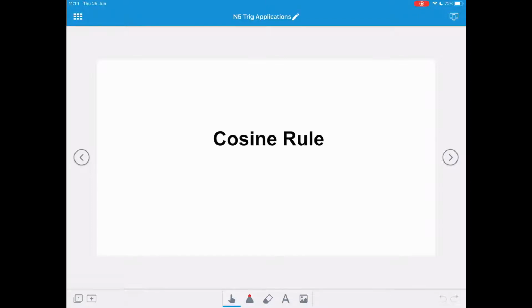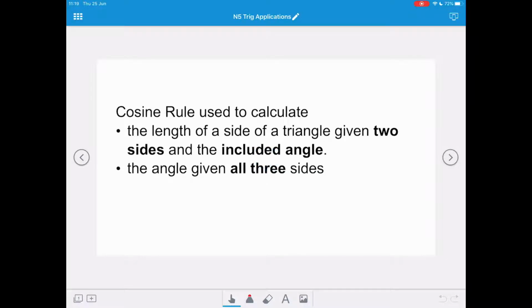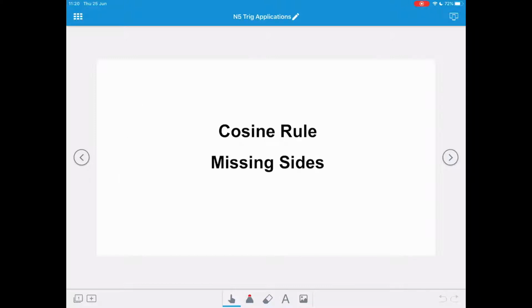So in this video, we're going to introduce the cosine rule and then look at how we can use it to work out a missing side. The cosine rule is either used to calculate the length of a side of a triangle given two sides and the included angle, or the angle given all three sides. In this video, we're going to look at using it to work out a missing side.